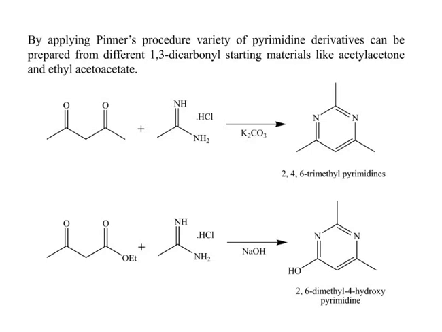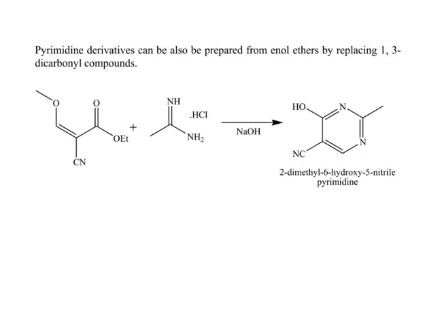By applying the Pinner procedure, a variety of pyrimidine derivatives can be prepared from different 1,3-dicarbonyl starting materials like acetylacetone and ethyl acetoacetate. You can see 2,4,6-trimethyl pyrimidine, 2,6-dimethyl 4-hydroxy pyrimidine. Pyrimidine derivatives can also be prepared from enol ether by replacing the 1,3-dicarbonyl compound. You can see in this scheme formation of 2-dimethyl 6-hydroxy 5-nitrile pyrimidine.